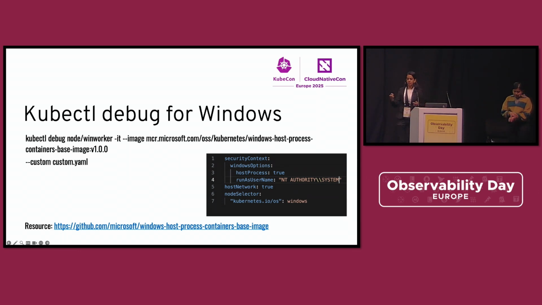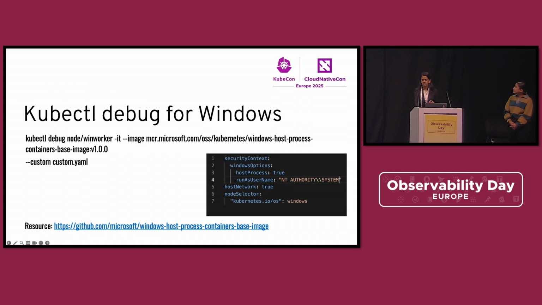A wonderful resource on there is the Windows host process container base image repository that I've linked. That repository has a Dockerfile on how that image is built and how you can build it for yourself, or use that to add on other things and build a custom image.